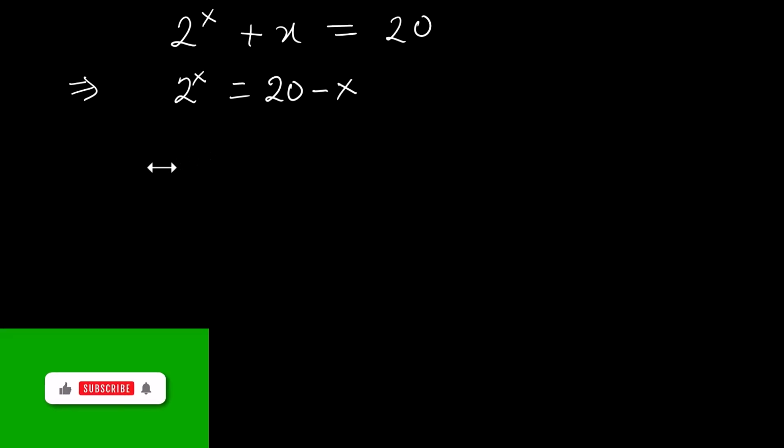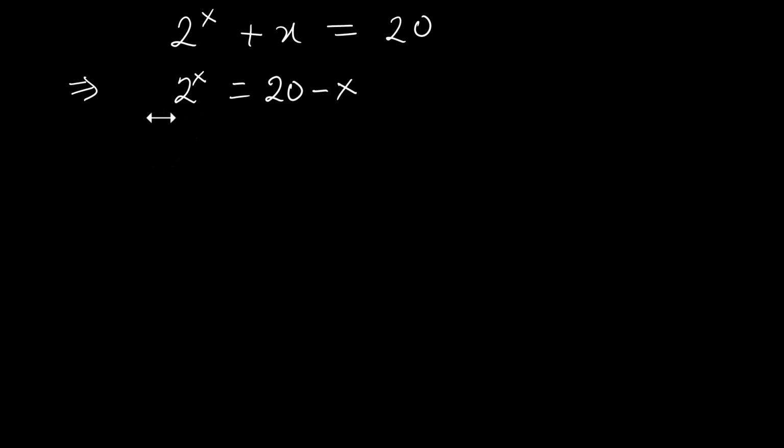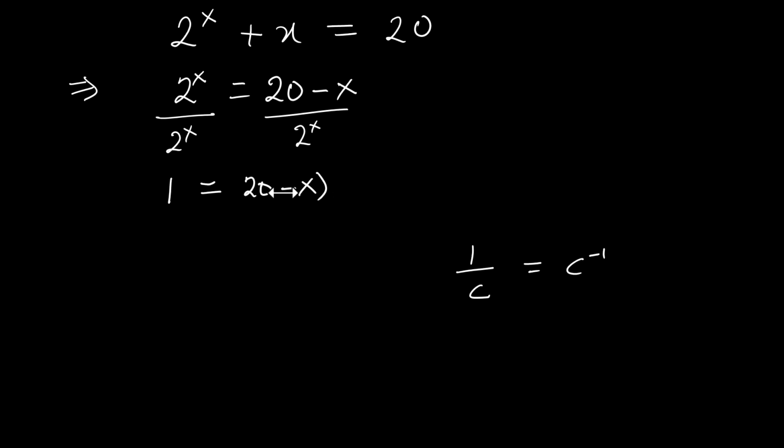minus x. Now let me divide both sides. I want everything to go on my right, so I'll divide both sides by 2 raised to x. So we have 1 here equals 20 minus x all over 2 raised to x. In case we're given 1 over c, it is the same as c raised to negative 1. So can I say 20 minus x times 2 raised to minus x? Yes, I can say that.